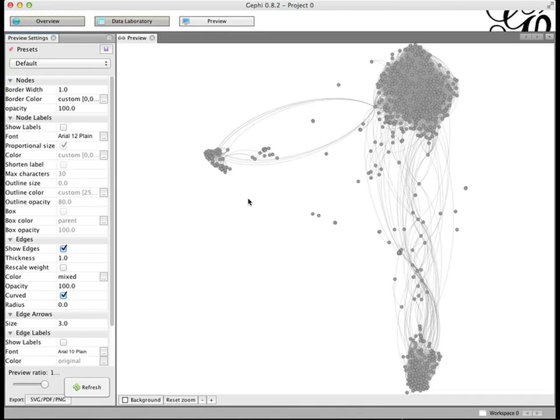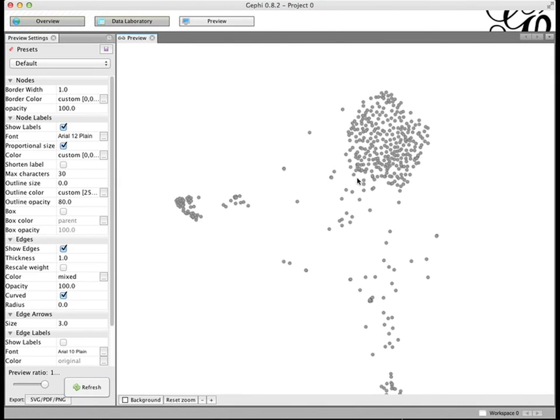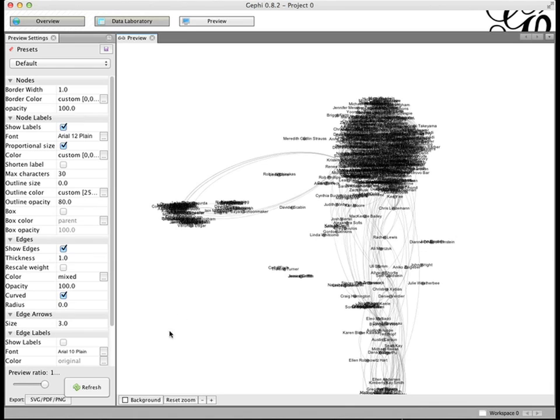So we can choose a small font, Arial 8, and then when Gephi comes back, we say Show Labels, okay, and then we hit refresh. And now what we can see is all of these nodes have names attached to them, labels.